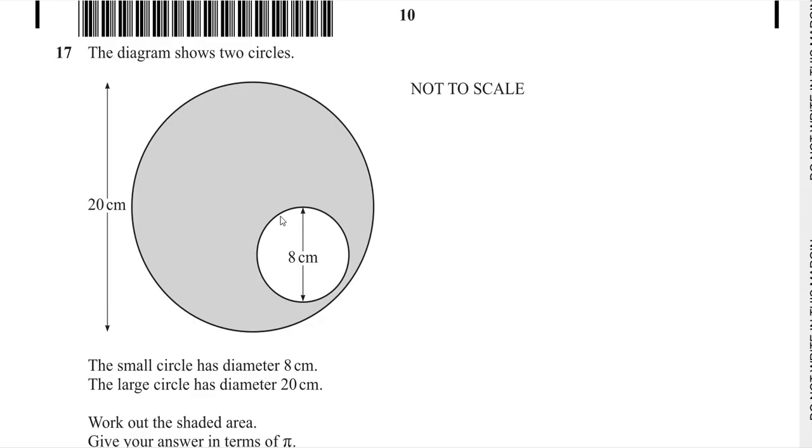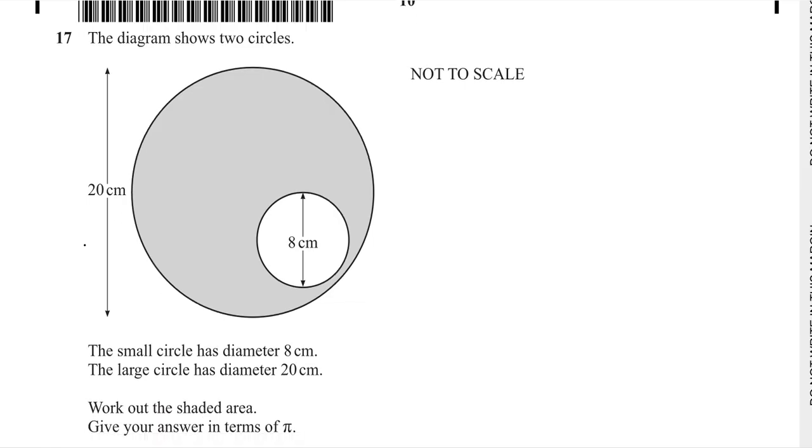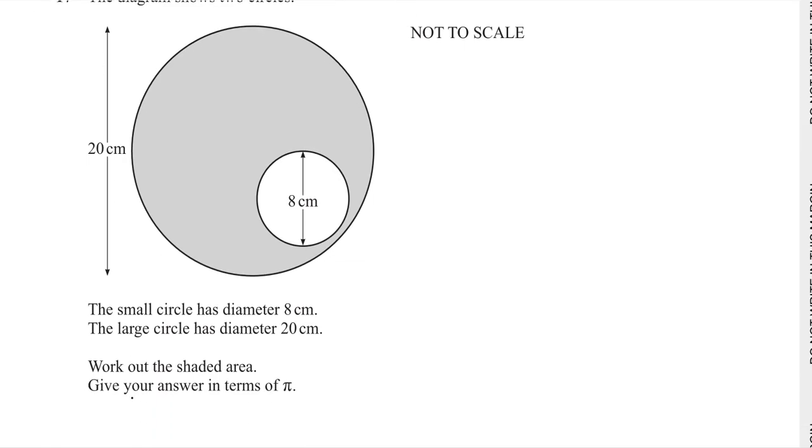Question number 17. The diagram shows 2 circles. The first circle is a bigger one where the diameter is 20 centimeter, and the second circle is a small one where the diameter is 8 centimeter. Work out the shaded area. Give your answer in terms of pi. To find the area of this region, we first calculate the area of the large circle, then the area of the small circle, and subtract the small part from the whole area of the bigger circle to get this region.